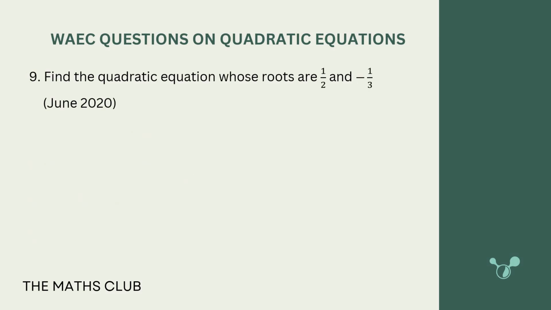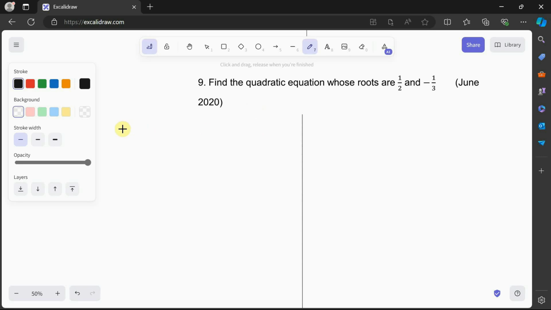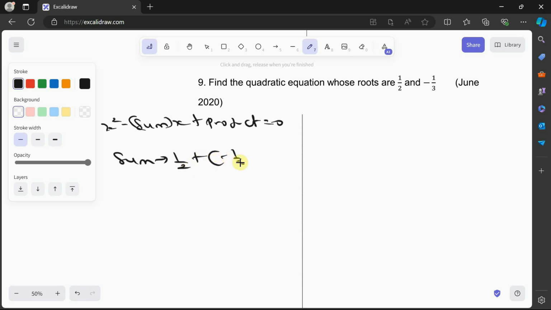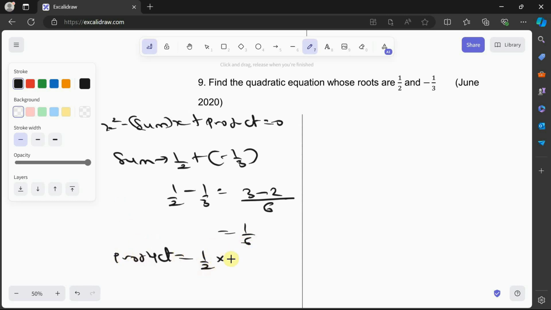Number 9 says that we should find the quadratic equation whose roots are 1 over 2 and minus 1 over 3. So you can decide to use any method of your choice. I will use x squared minus the sum of the roots times x plus the product of the roots is equal to 0. For the sum of the roots, that will be 1 over 2 plus minus 1 over 3, right? 1 over 2 minus 1 over 3. LCM of 2 and 3 is 6. So it's like saying 1 over 6. That's for the sum. Then for the product, that is 1 over 2 multiplying minus 1 over 3, which is minus 1 over 6.